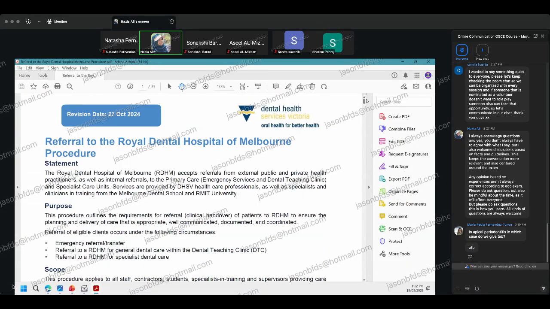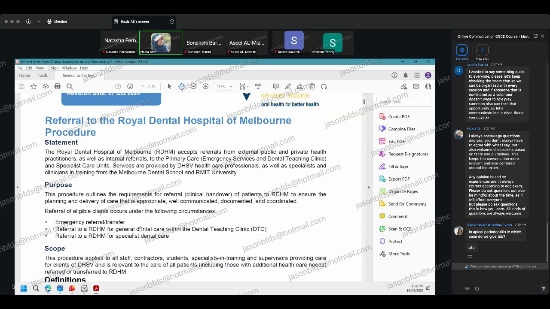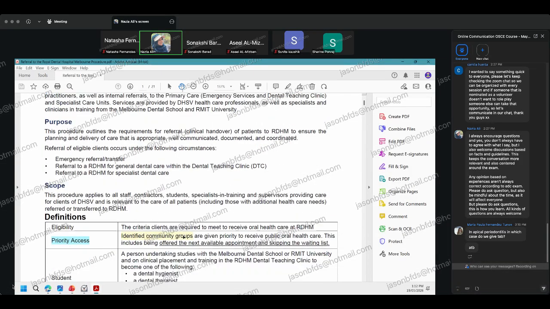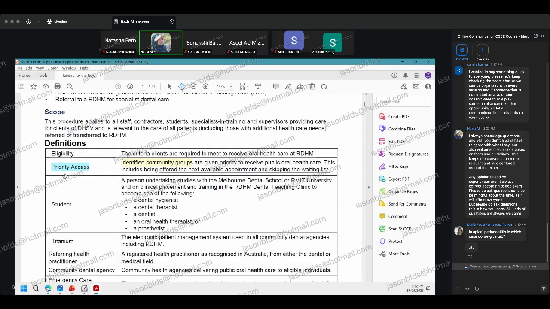So the main thing is, they want to know what do you see? I'm going back to this Royal Dental Hospital. It says the Royal Dental Hospital of Melbourne accepts referrals from external public and private health practitioners, and internal referrals, right? These hospitals have specialists, they have staff, and they have different pathways for these patients. So our job here is identifying which category this patient belongs to and how the hospital where I'm working will support these patients.